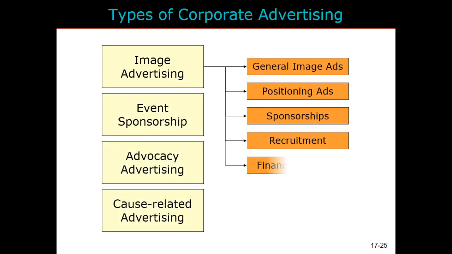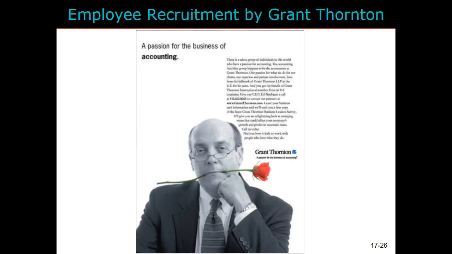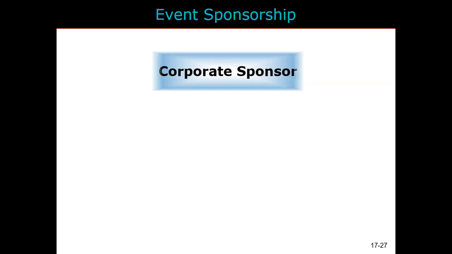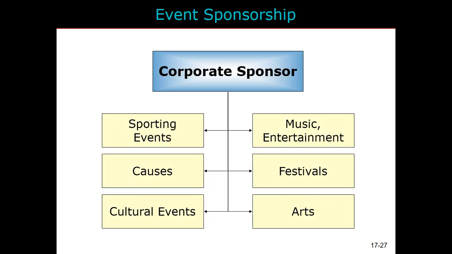Types of corporate advertisement. You can have image advertising, like a general image, positioning ad, sponsorship, recruitment, financial support, and you can have event sponsorship. You can have advocacy advertising, and cause-related advertising. Okay, this is the employee recruitment ad by Grant Thornton. A passion for the business of accounting. This is their running ad, at the company, corporate. Event sponsorship. Okay. Corporate sponsorship of certain events, could be sporting events, causes, cultural events, music, entertainment, festivals, arts. Okay.